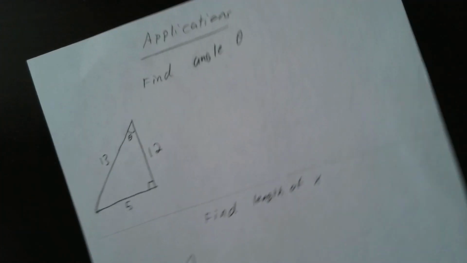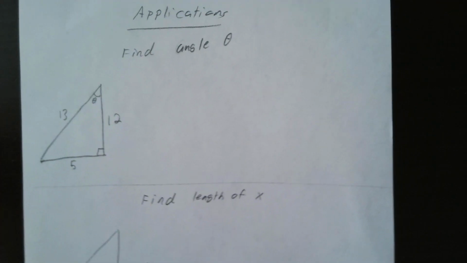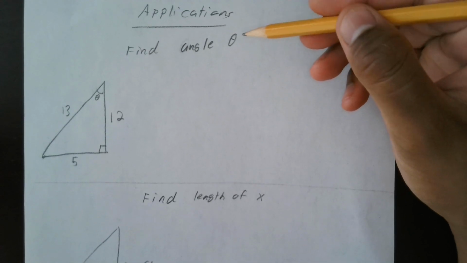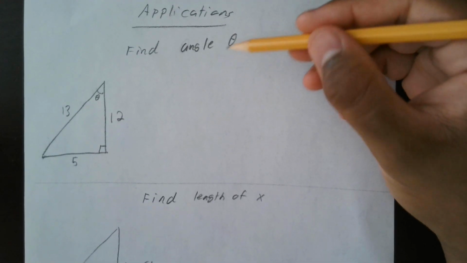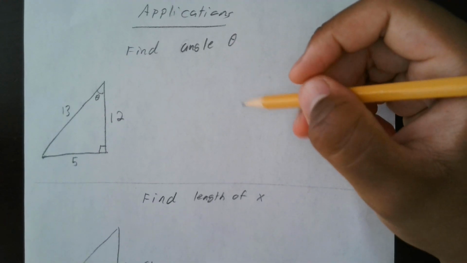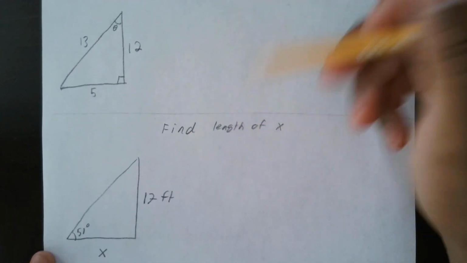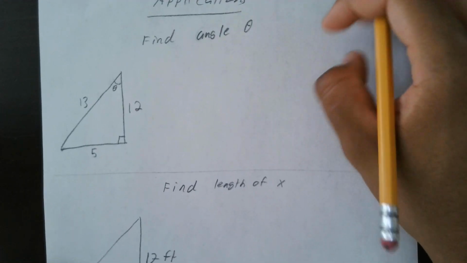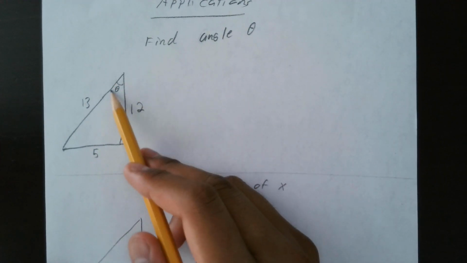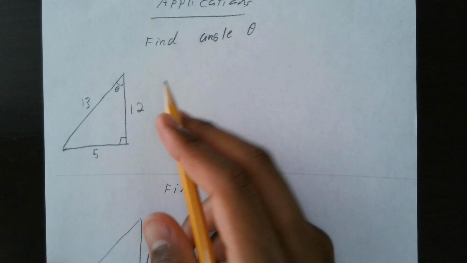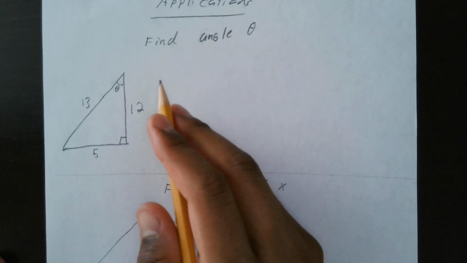Now, how can we use these trig functions for right triangles? They can help us to find the values of angle theta, and they can also just help us to find the length of a side. Let's start off with finding an angle. So say if I have angle theta here, and I wanted to find its value, we could use a trig function to help us find it.